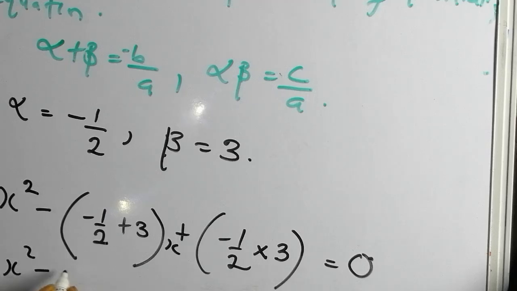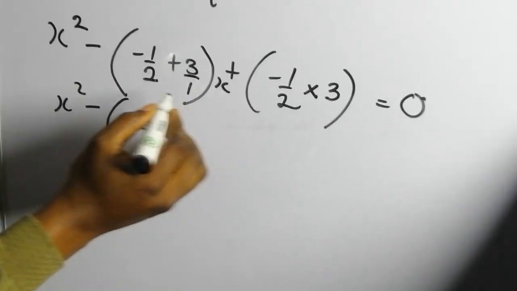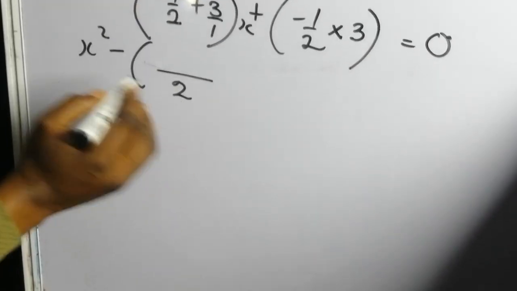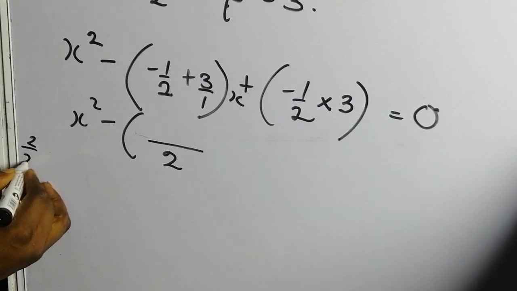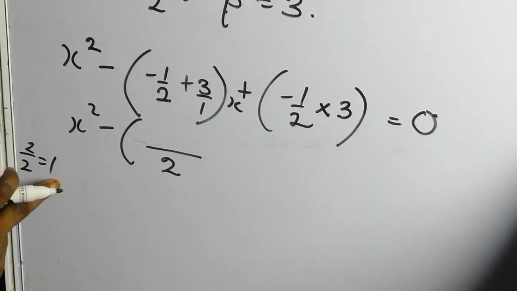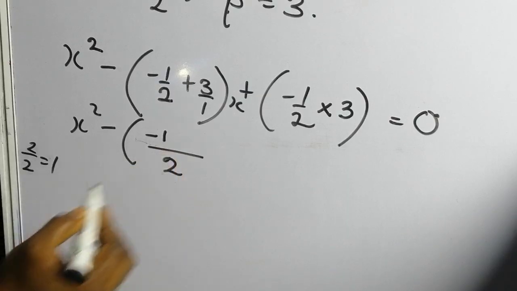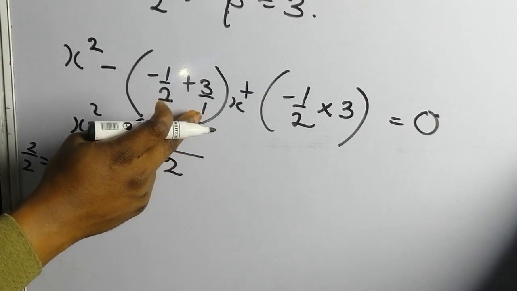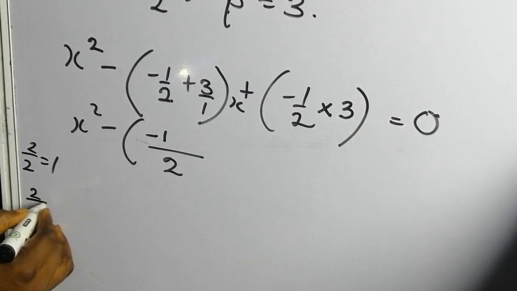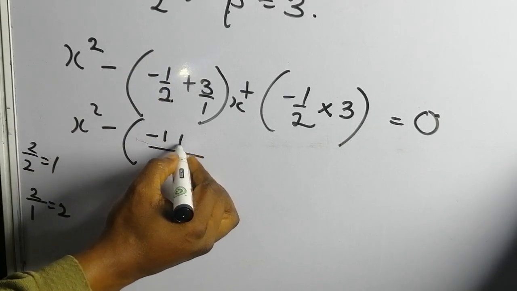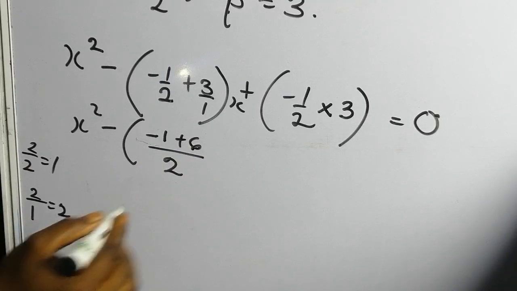So this is x squared minus, you can find the LCM here. This is 3 over 1, and 1 over 2. The LCM here is 2. Then 2 in 2, it means 2 divided by 2 equals 1. The result, you multiply by the numerator. So 1 minus 1 is minus 1. Now look at this: 2 in 1 means 2 divided by 1 equals 2. 2 times the numerator, 2 times 3, that's 6. It's as simple as that.